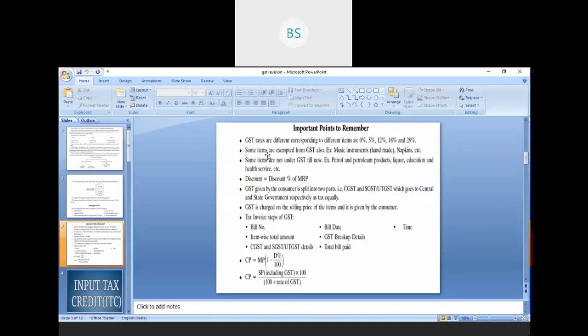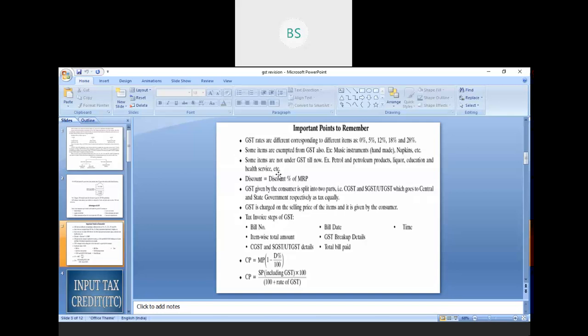Okay. Some items are exempted from GST also. For example, musical instruments, handmade napkins, etc. Some are exempted, so they are mentioned as 0% here. Some items are not under GST till now. For example, petrol and petroleum products, liquor, education and health services, etc. So these are still not under GST.